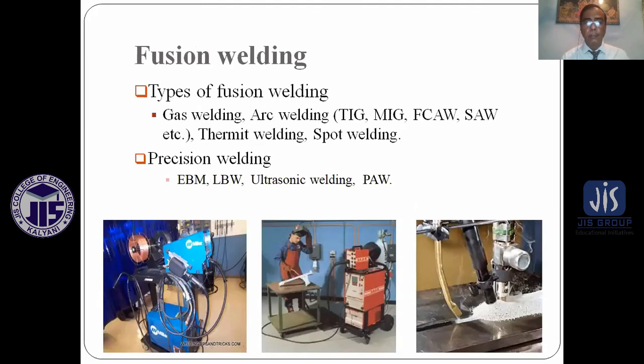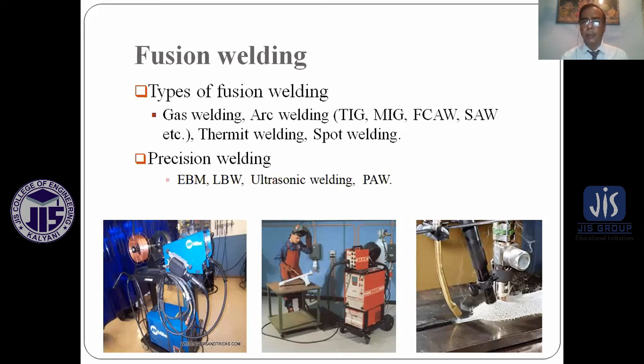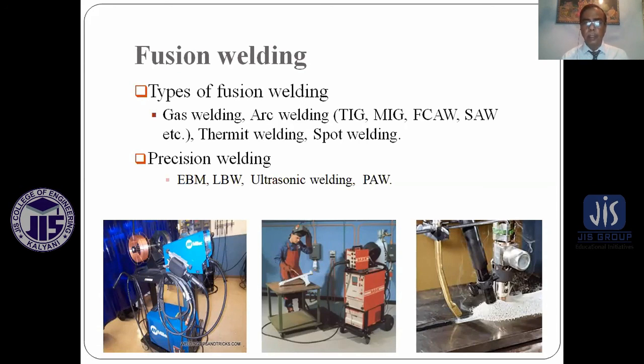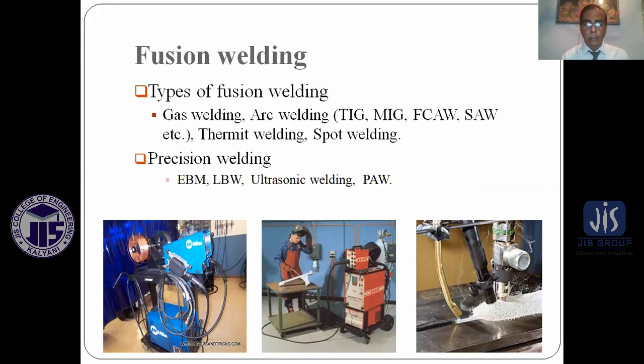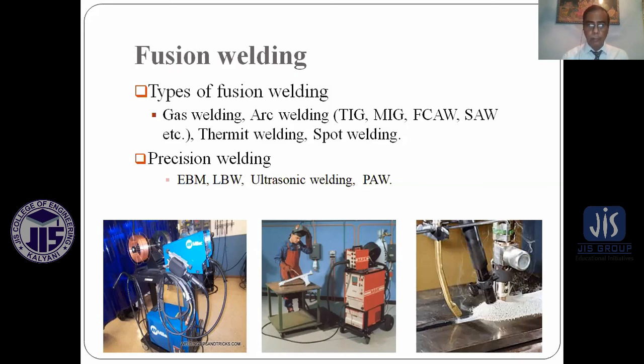Fusion welding, the types of fusion welding are gas welding and arc welding. And in arc welding, there are several welding processes: TIG welding, MIG welding, plasma arc welding, submerged arc welding, etc. There is thermite welding, spot welding, and precision welding: electron beam welding, laser beam welding, ultrasonic welding, plasma welding.